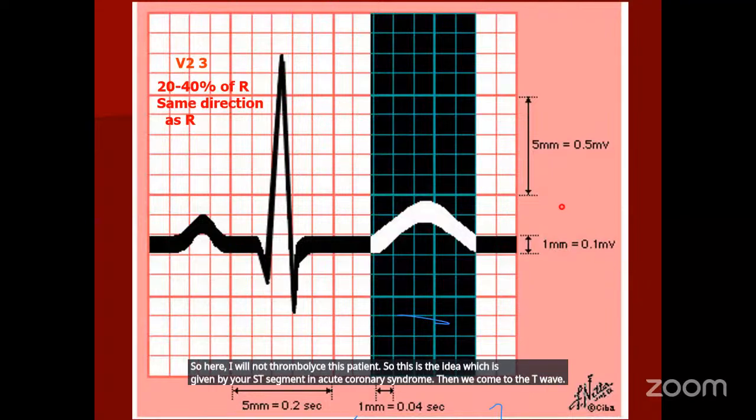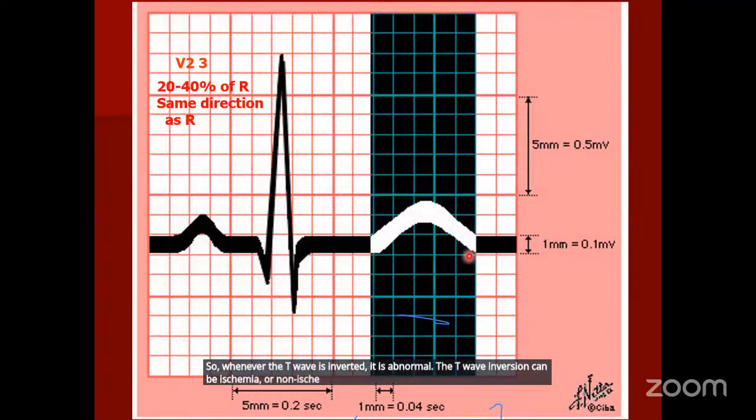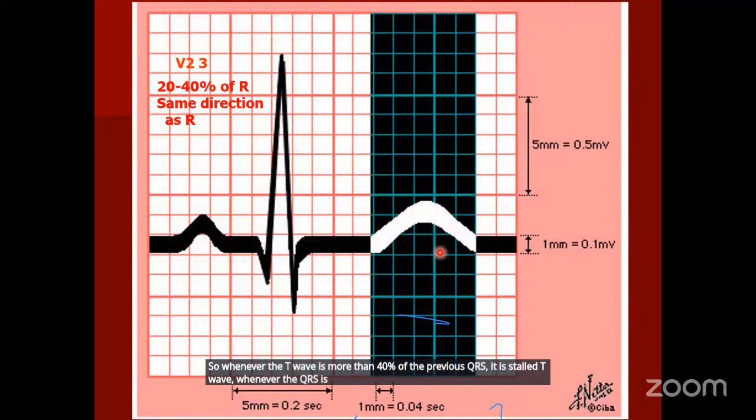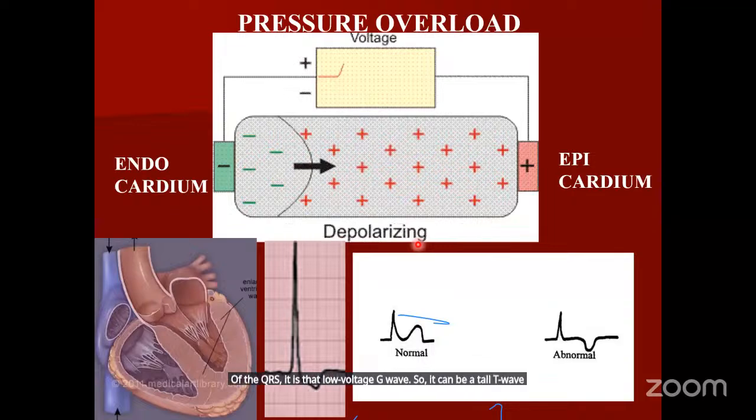T wave, first it should be normal in direction. That means it has to go along with the QRS. So whenever the T wave is inverted, it is abnormal. The T wave inversion can be ischemic or non-ischemic T wave inversions. The height of the T wave is 40% of the preceding QRS. So whenever the T wave is more than 40% of the previous QRS, it is a tall T wave. Whenever the T wave is less than 20% of the QRS, it is the low voltage T wave. So it can be a tall T wave or it can be a low voltage T wave.